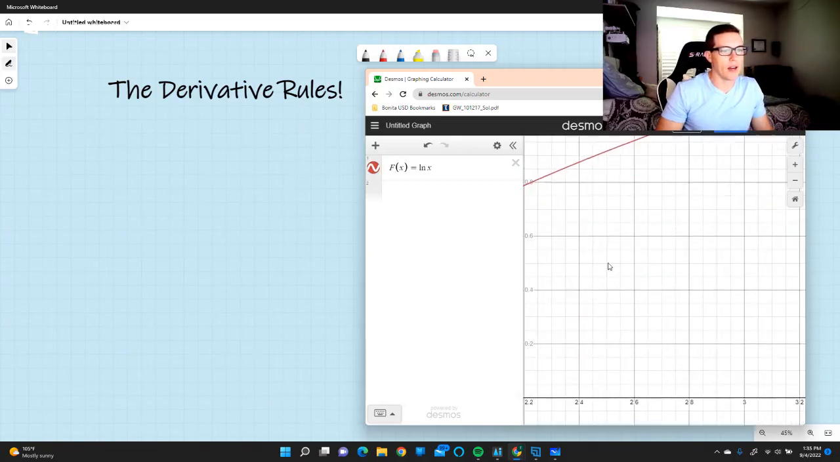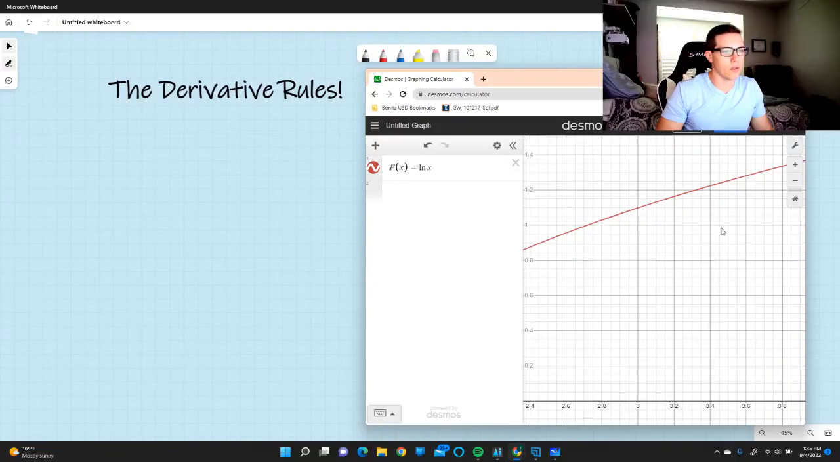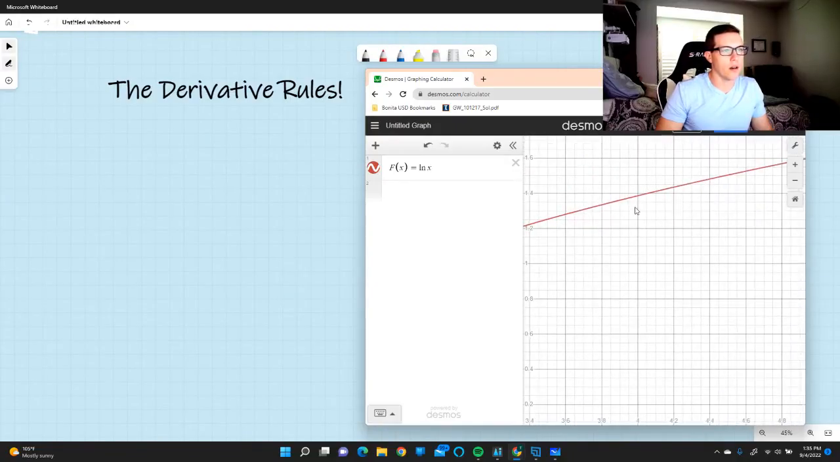The slope at 3 for the natural log curve is 1/3. The slope at 4 is 1/4, and that's the really cool thing about natural log. It is the reciprocal of the input that gives you the slope.